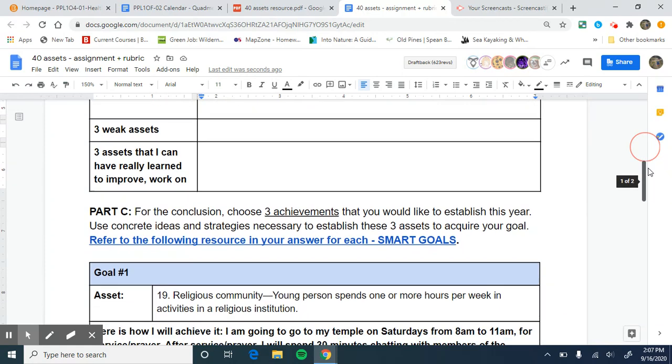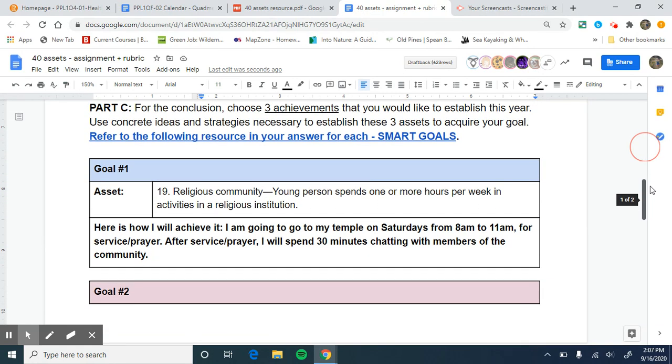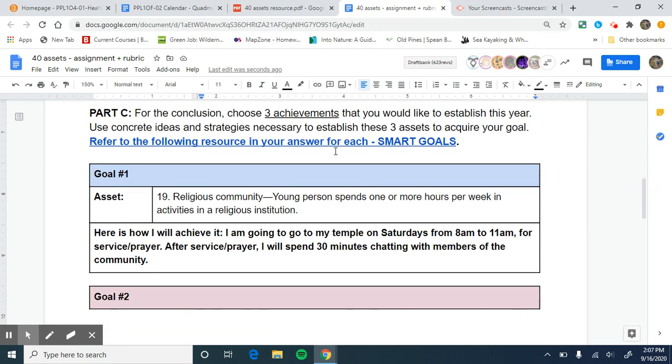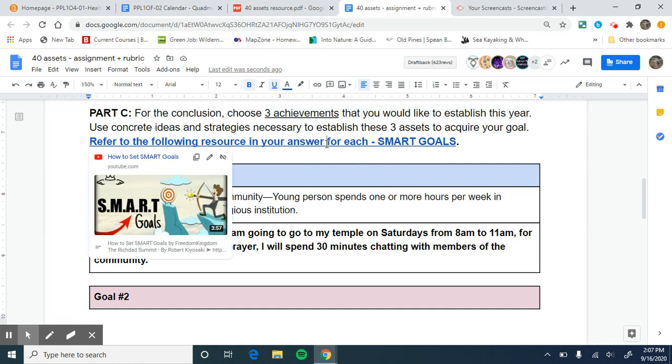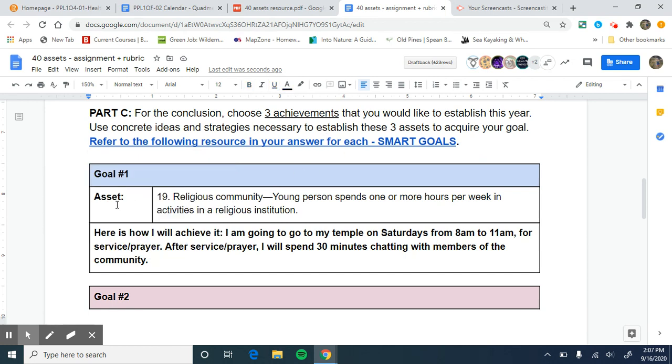Let's move on to part C. This is the last conclusion activity. So for this one, you're going to choose 3 achievements that you would like to establish this year. So think about SMART goals. We've talked about this in class. There's a resource here that I would like you to refer to. So SMART obviously stands for something. We've gone over it. So make sure it's included in your answer.